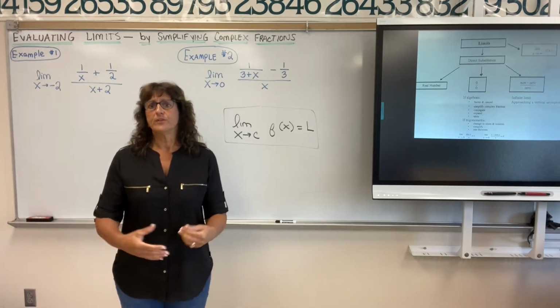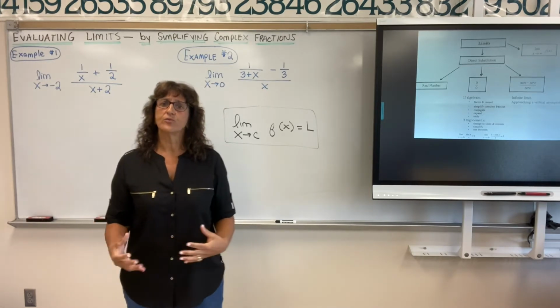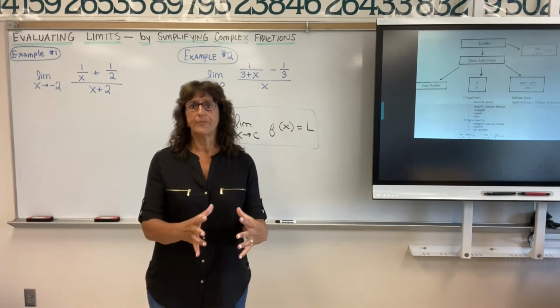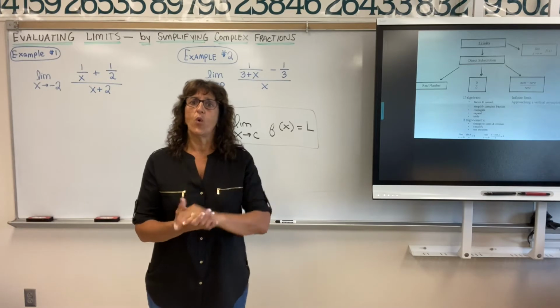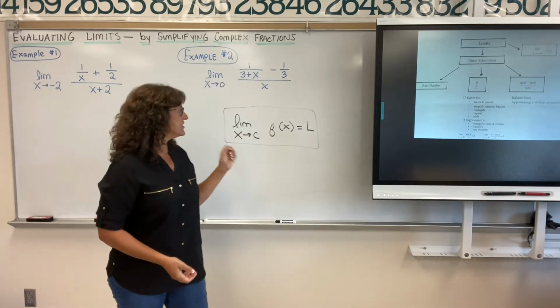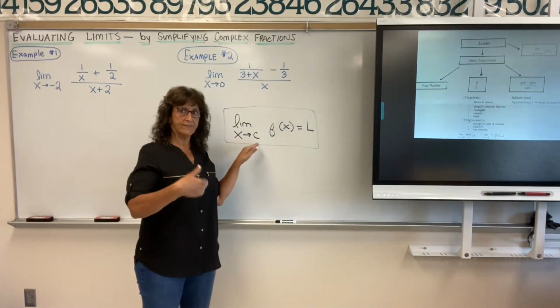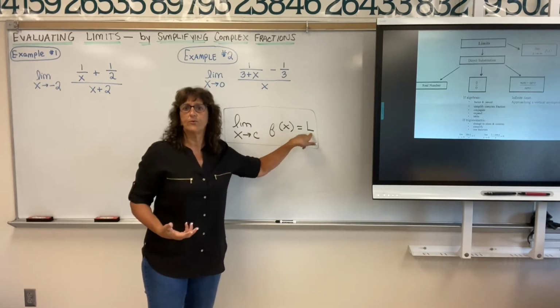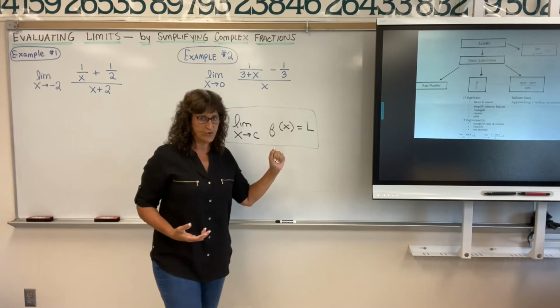A limit that you would study in a calculus class tells us where a function is going. As your x values approach a number from the left and the right, it tells us where the y's are going. Here is the notation on the board: the limit as x approaches a value from the left and the right of a function equals, and we have to figure out where the y values are going.